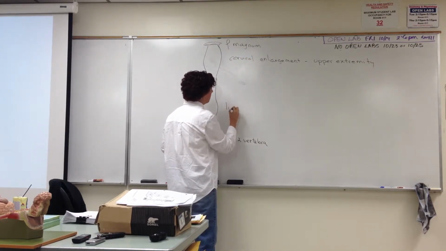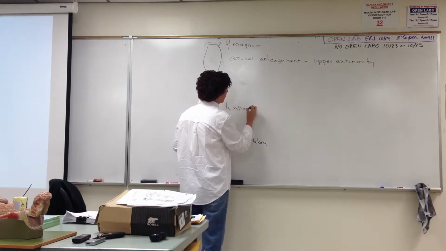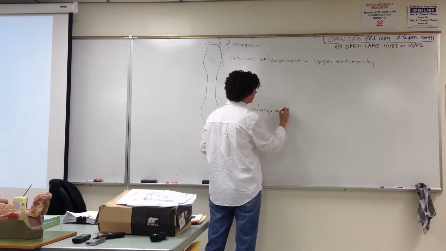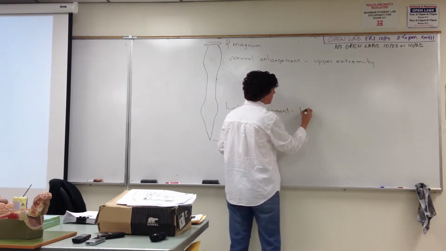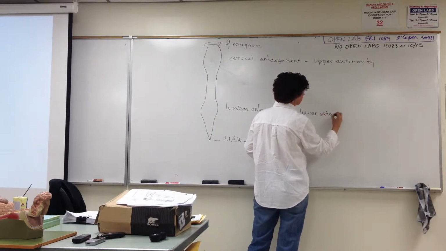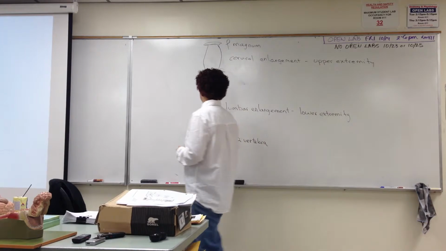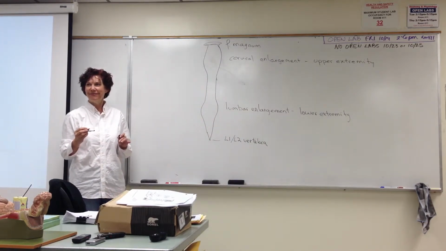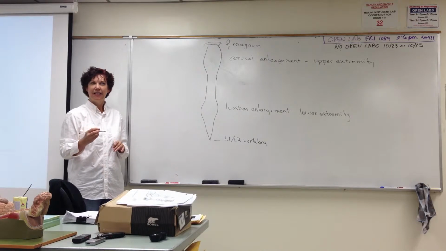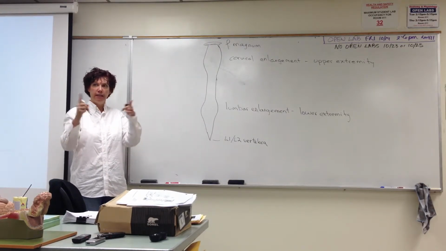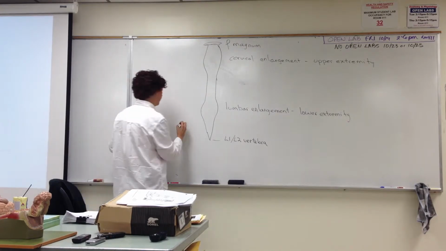All right, lumbar enlargement. And this has to do with fibers and cell bodies of the lower extremity. And then what do we call the tapered region, the end of the spinal cord? That's the fiber that extends from it, but it's not spinal cord itself. Conus medullaris.